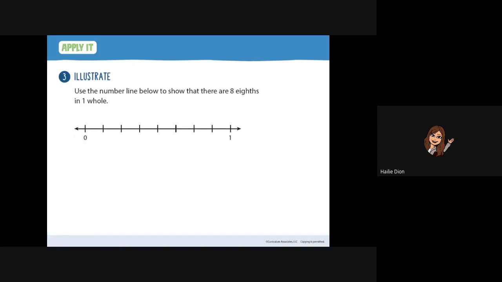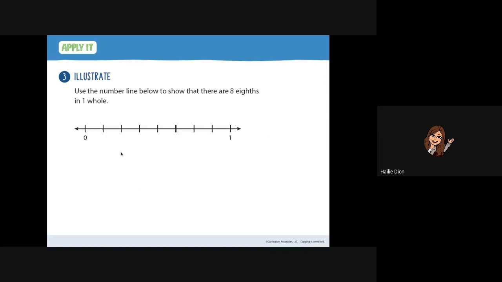So now use the number line below to show that there are 8/8 in one whole. So now we're going to use 8ths as our denominator, and we need to label it to show that there is 8/8 in this number line, or one whole. So let's make sure we still even have 8 equal pieces. So we have 1, 2, 3, 4, 5, 6, 7, 8. So we do have 8 equal pieces.